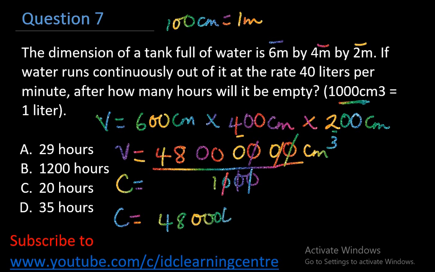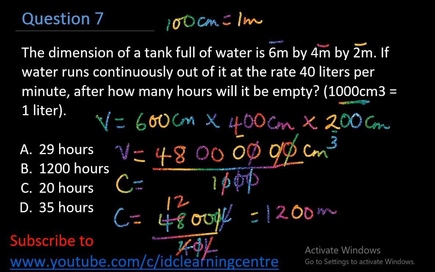Now the question says, if water runs continuously out of it at the rate of 40 liters per minute, okay, to find out how many minutes it will take for the whole water to go out, you divide this by 40 liters, since 40 liters is equal to 1 minute. Liters cancels liters, 0 cancels 0. 4 into 48 is 12. So it will take about 1200 minutes for the whole water to go out.